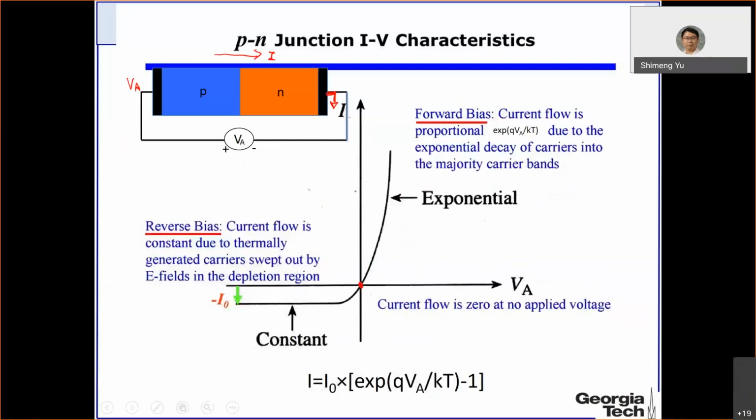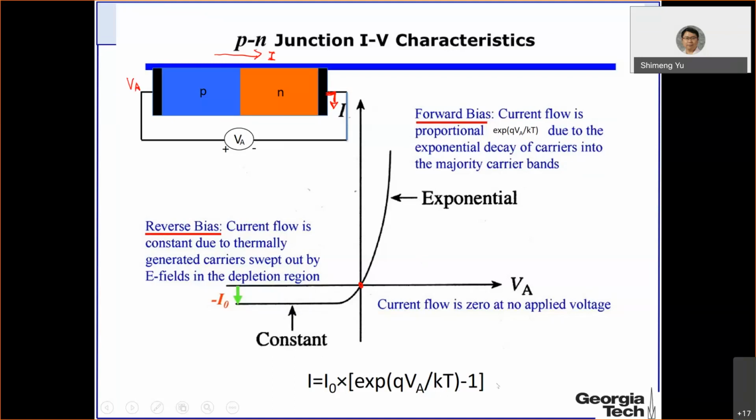Okay, so then to the negative side, we call it reverse bias. Then the reverse current is very small, but it's almost a constant here. And we call it I0, and it's negative. So if we use an equation to represent this IV characteristic, it's given by this equation: I equals I0 times exponential of qVA divided by kT, minus 1. Here q is the charge, VA is the voltage you apply, and kT is the thermal energy. So this equation describes this curve in an accurate way.